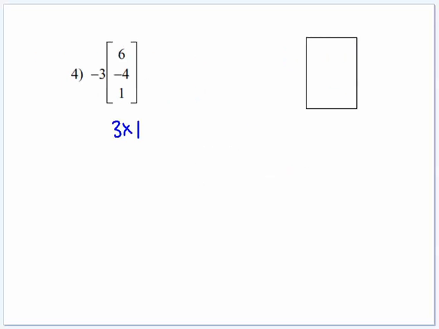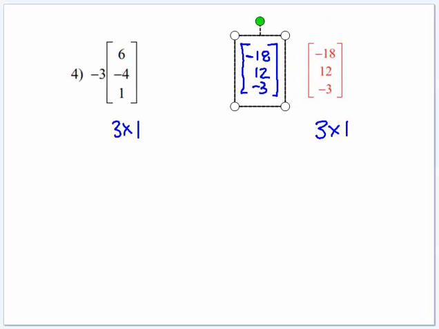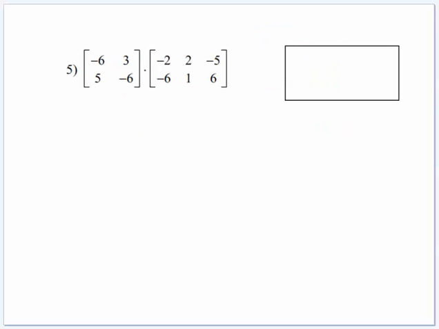This is also multiplying by a scalar. This negative 3 will be distributed to the 6, the negative 4, and the 1. This is a 3 by 1, so our answer will also be a 3 by 1. Let's draw our brackets. Now we'll distribute the negative 3. Negative 3 times 6 is negative 18. Negative 3 times negative 4 is a positive 12. Negative 3 times 1 is negative 3. Let's compare our answer. Right again. Great.